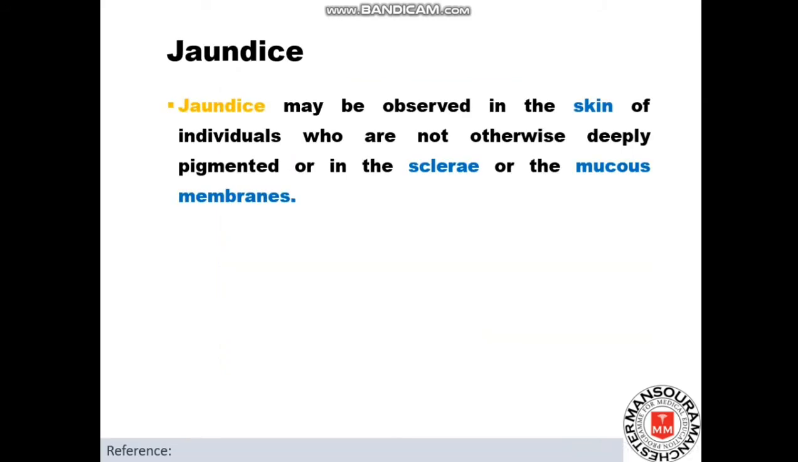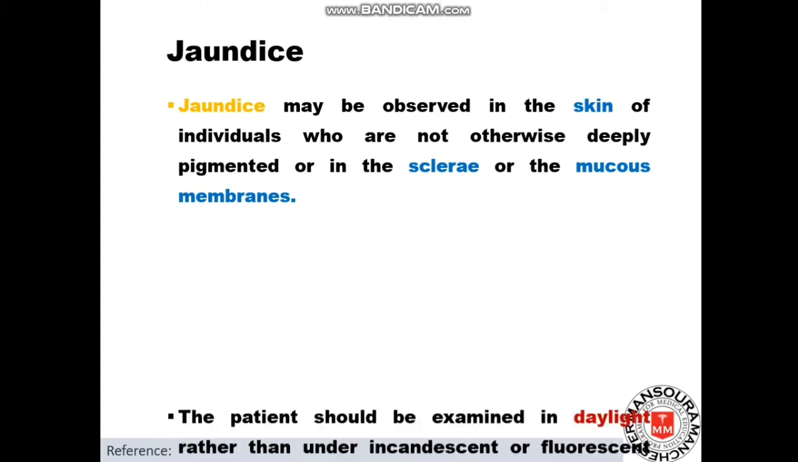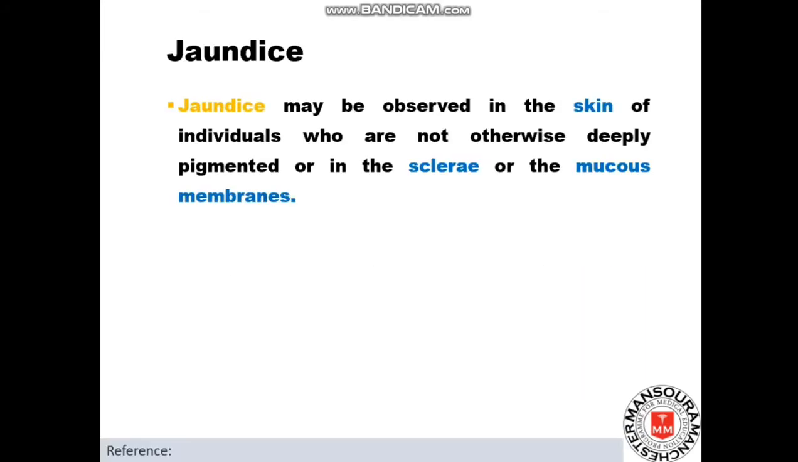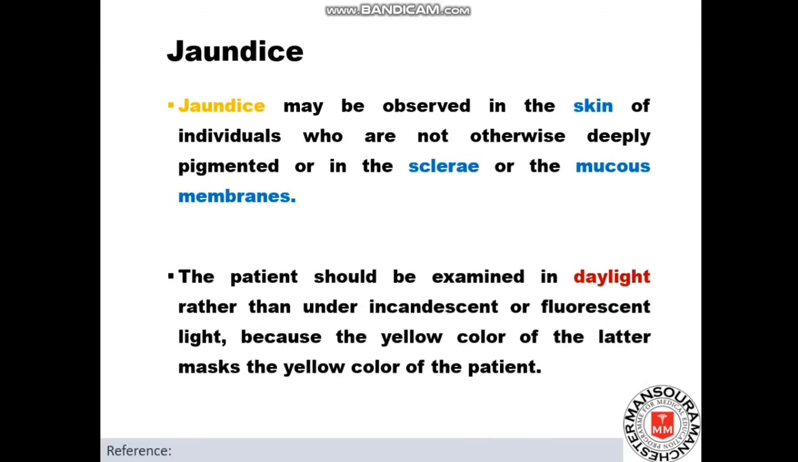Jaundice is the second item in complexion. Jaundice may be observed in the skin of individuals who are not otherwise deeply pigmented, or in the sclerae or the mucous membrane. The patient should be examined in daylight rather than under incandescent or fluorescent light, because the yellow color of the latter may mask the yellow color of the patient.